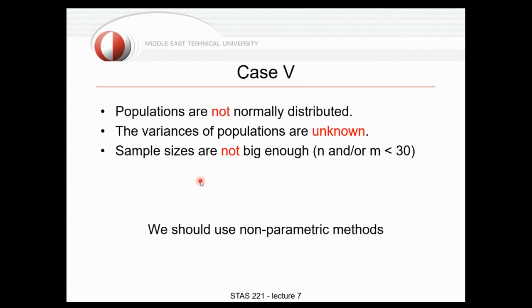Case 5, populations are not normally distributed, not like case number 4, and it has its other problems from case 4 as well. The variances of populations are unknown. I don't even care if they are equal or not. The population distributions are not even normal. Sample sizes are not big enough either. So in that case, again, I should use non-parametric methods, which we don't cover in this course.